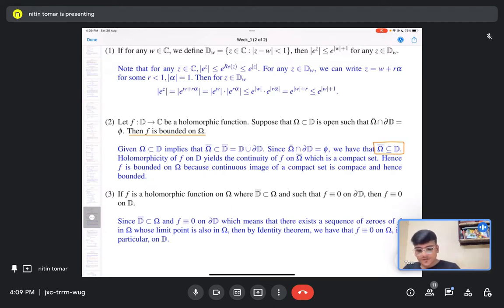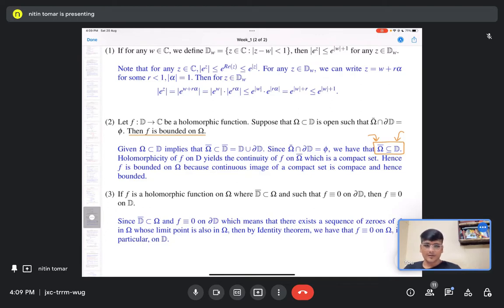See, we know that f is holomorphic on D. So f is holomorphic on omega bar, right? Now every holomorphic function in a domain is continuous. Holomorphicity, what do we mean? It is differentiable at every point in the domain, and differentiability implies continuity. So f is continuous on omega bar. Now what is omega bar? Omega bar is contained in D, therefore it is bounded. Omega bar is contained in the open unit disk, so it is bounded.